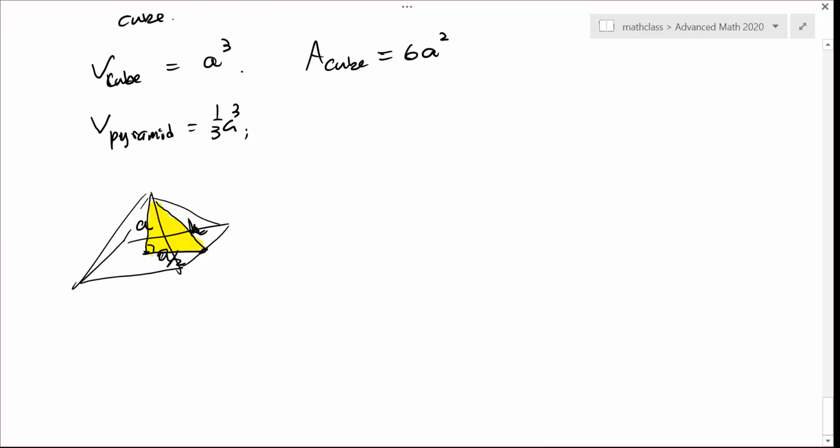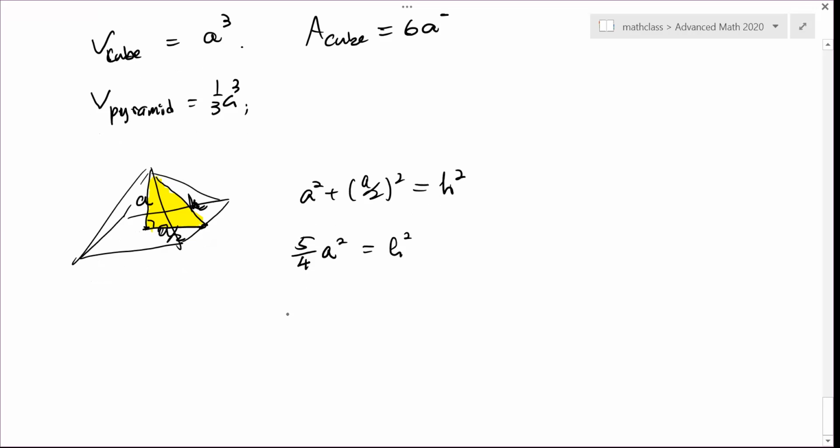And so by the Pythagorean theorem, right? A squared plus half of A squared equals H squared. So that is going to be 1/4 plus 1. So 5/4 A squared equals H squared, right? Yeah, so H is going to be square root 5/2 A. So you find the height.